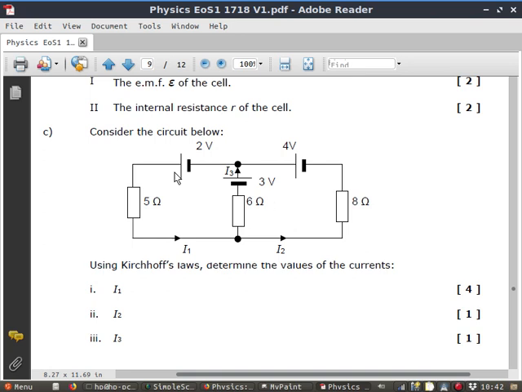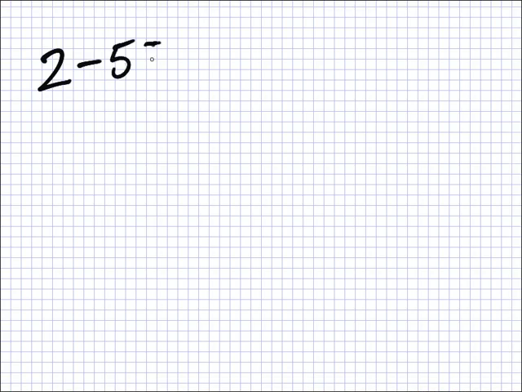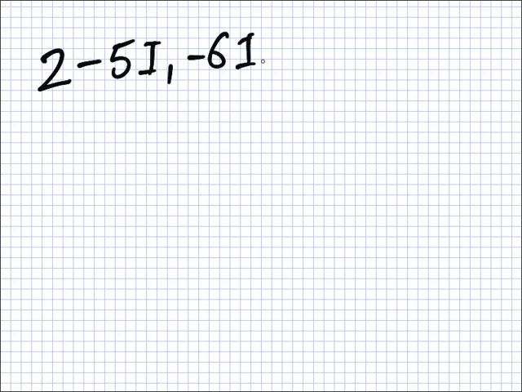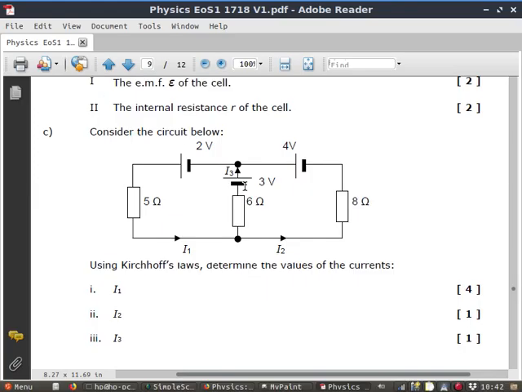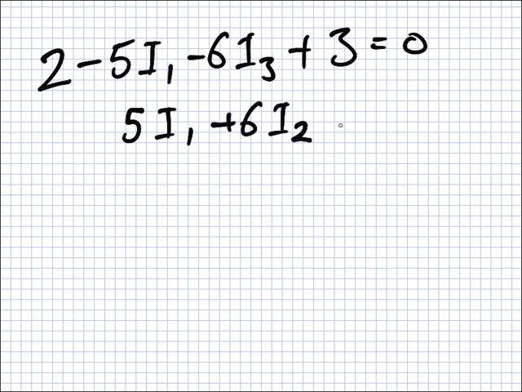2 volts going around. So that's 2 minus 5I1 minus 6I3 plus 3 equals 0. So that is 5I1 plus 6I3 equals 5. Equation 1.